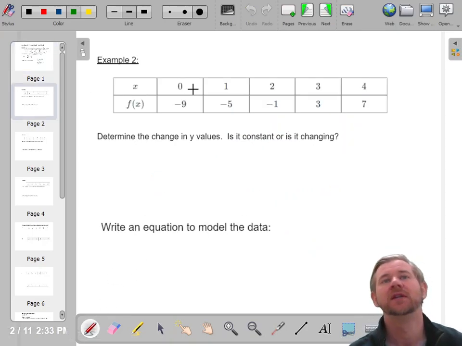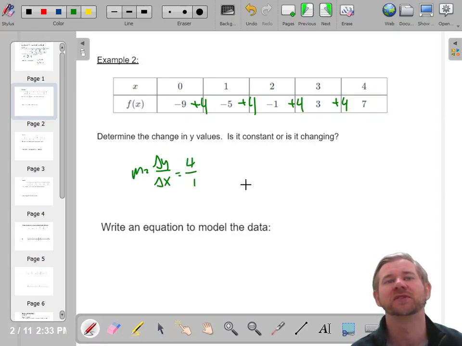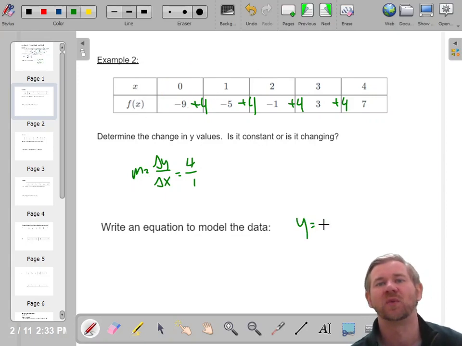So let's look at this one. Looks like we're adding 1 again for our x's, so plus 1. That's good to know. For the y's, it looks like we're adding 4. 3 plus 4 is 7. Yep. So the change in y over change in x is 4 over 1. That's the slope. The slope is 4. The y-intercept is -9. So y equals 4x minus 9.